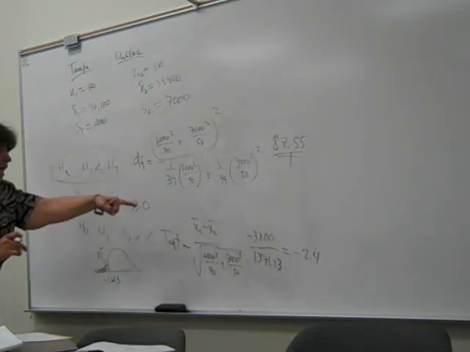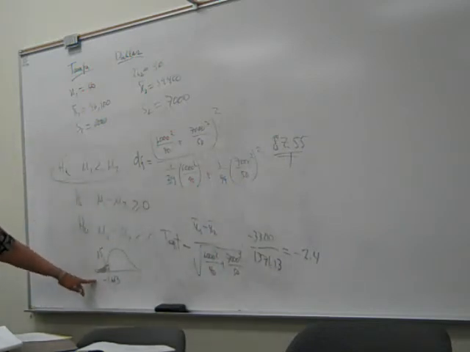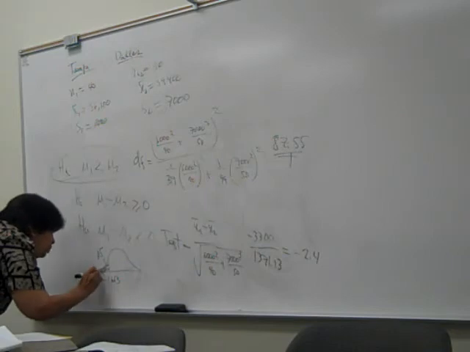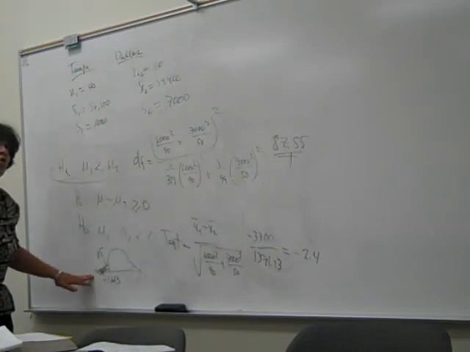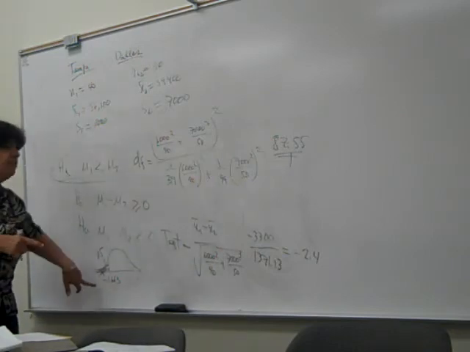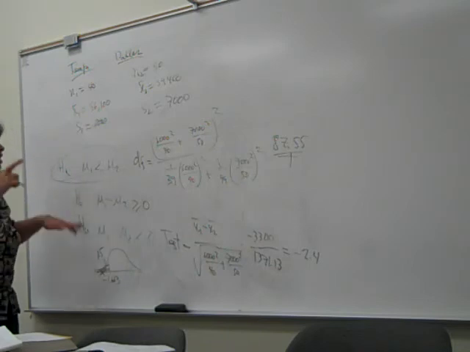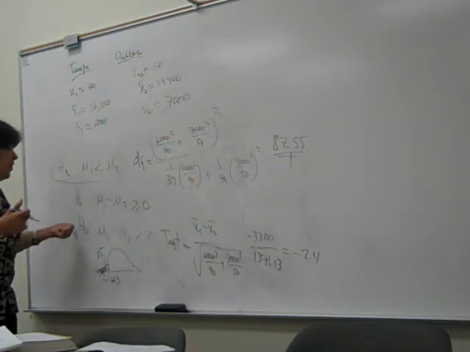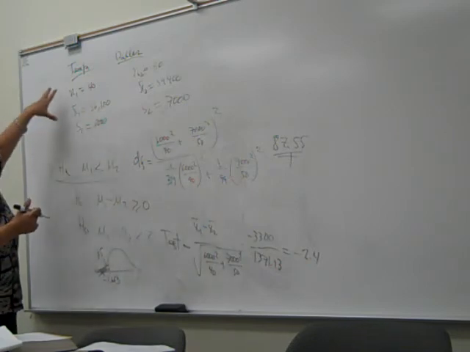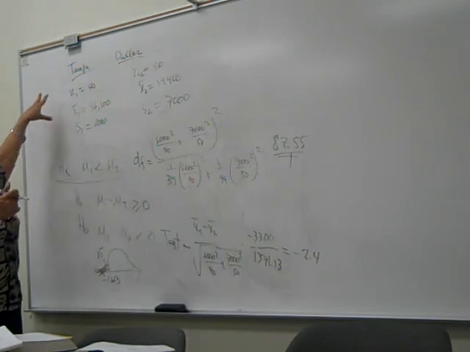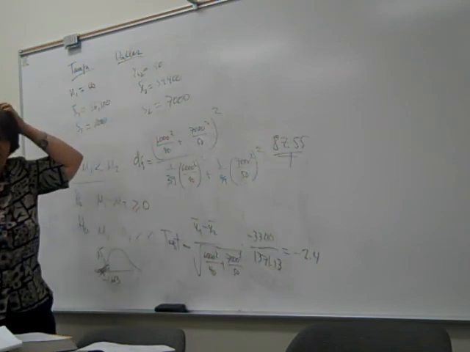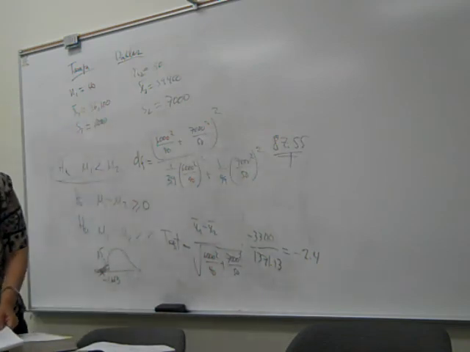Okay, so negative 2.4. My critical value is negative 1.663, and I have this negative 2.4 over here. So we do have this test value in my rejection zone. So we reject the null hypothesis and really conclude what? That the Tampa salaries are really significantly lower than the Dallas salaries for nurses. That's it.